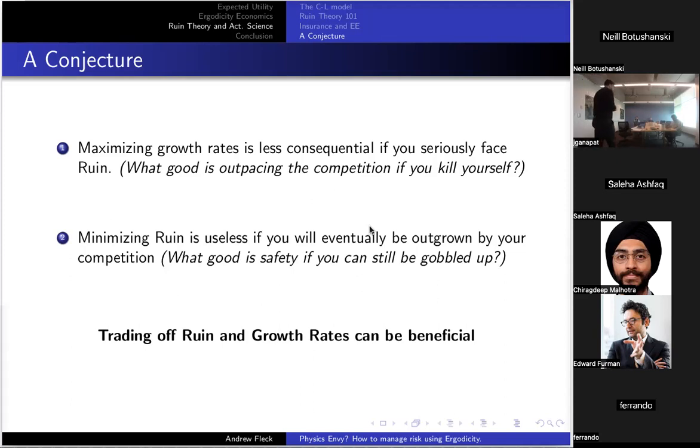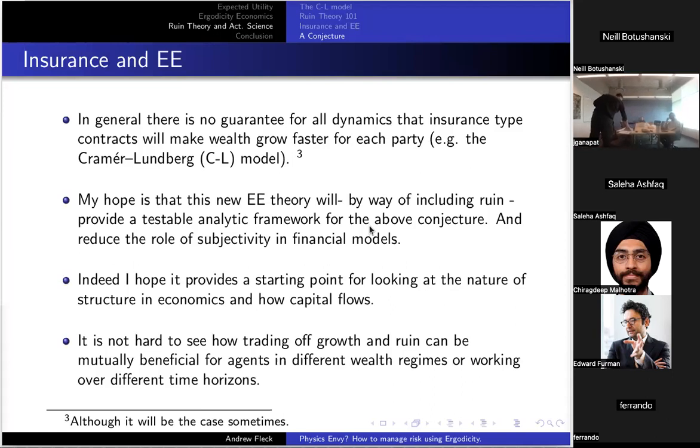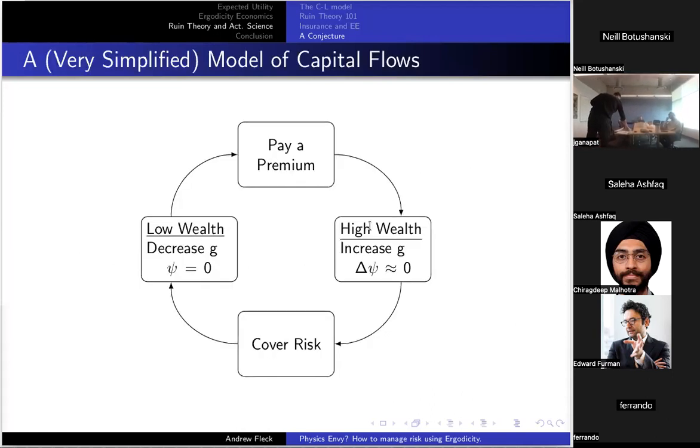So my conjecture is that some of these shortcomings can be complemented by some of these insights from actuarial science, and that we can actually have a more complete theory that way. And I think what you can do is use this to create a very simplified model of how capital would actually flow through the economy.